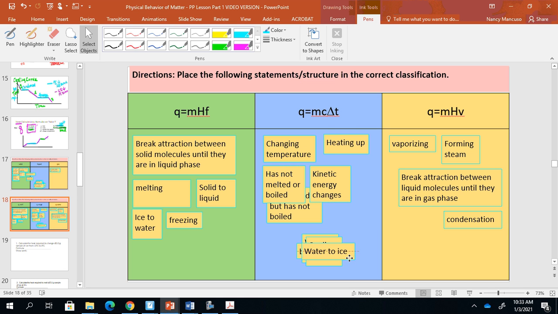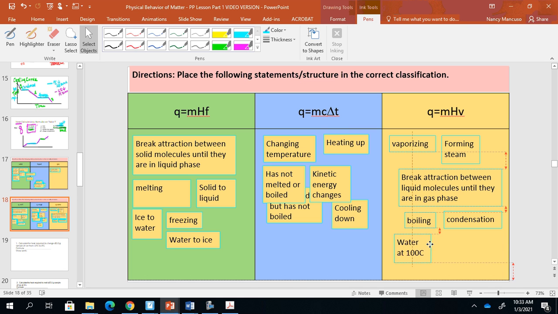Water to ice. Okay, that's freezing, so that belongs over here. Boiling. All right, I'm changing it from a liquid to a gas, so it belongs over here on the vaporizing side. If I'm cooling something down, I want to be here at delta T because I'm changing temperature if I'm cooling it. Water at 100 degrees. So water boils at 100 degrees, so I would want right here. All right, so I didn't mean to do all of them with you, but there we go. We did all of them together.